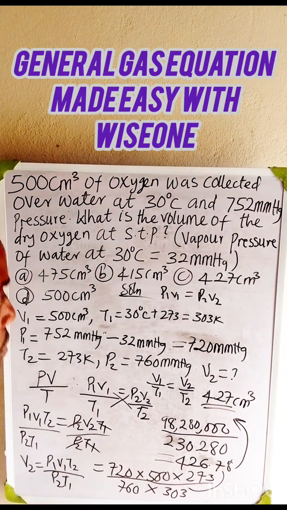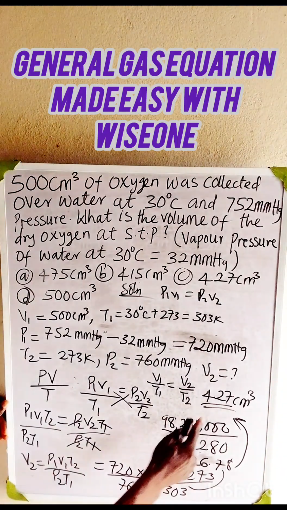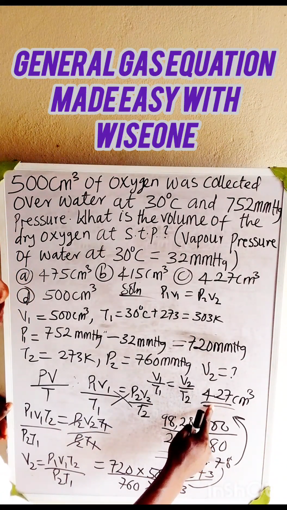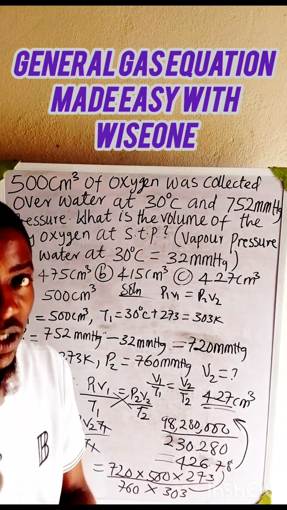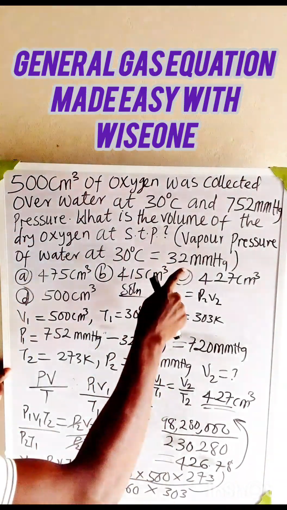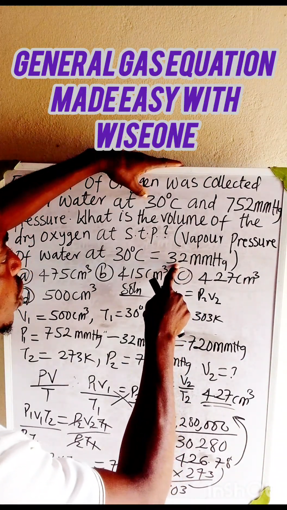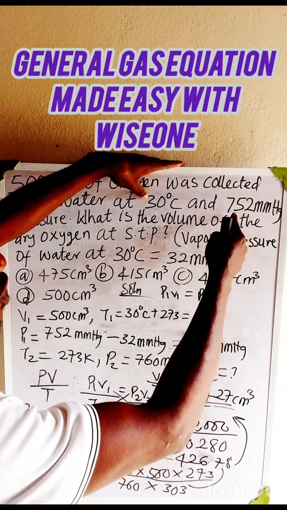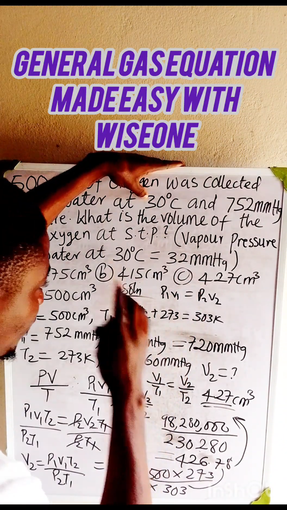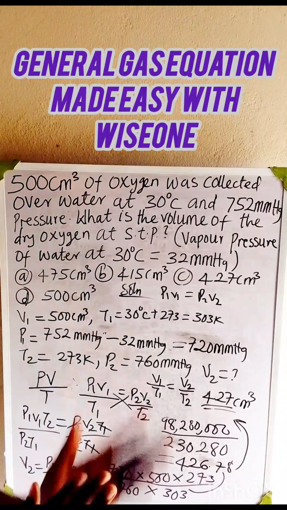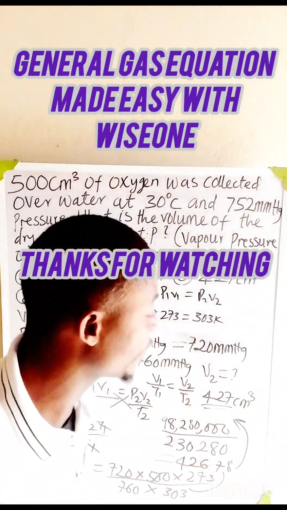The question is as simple as that. Please just do well to follow the way I move the arrow so you understand. 427 cm cube, and that was our option C. It is very simple. All you need to do is subtract the vapor pressure of water given at a particular temperature, 30 degrees Celsius, from the pressure that was given at that temperature. Then you have your pressure at that temperature, and that is the one you are going to use to do the solving. It is as simple as what you have seen me do.